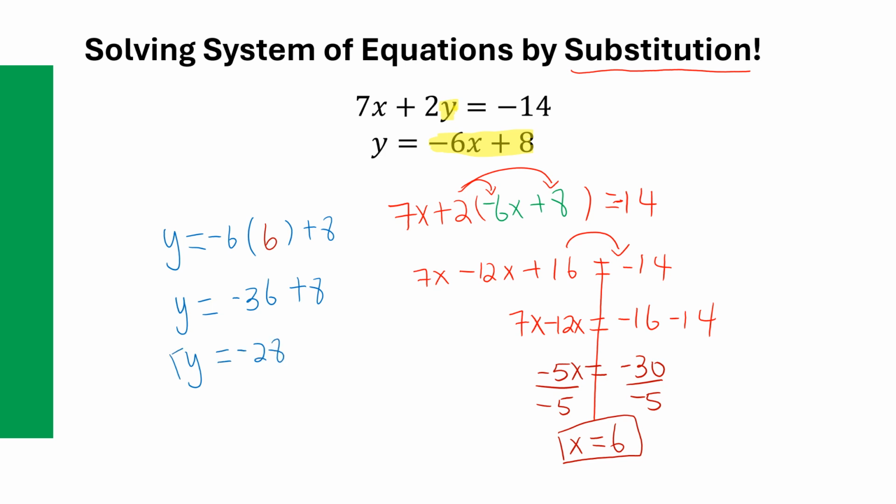So therefore, the solution to this system of equations is that my x variable is 6 and my y variable is negative 28.